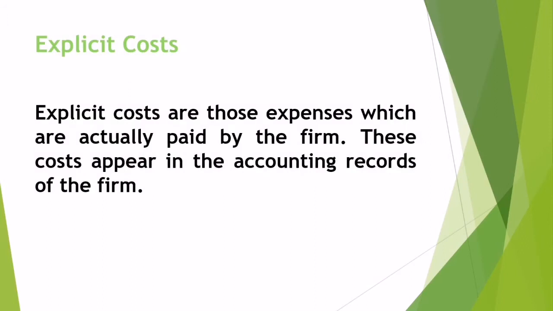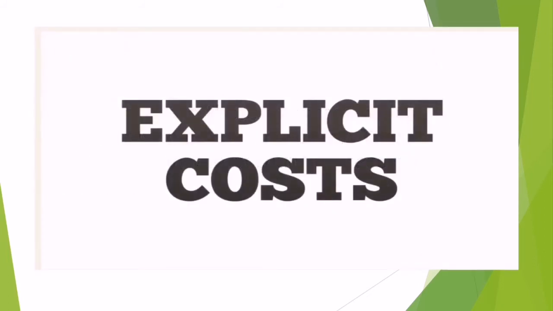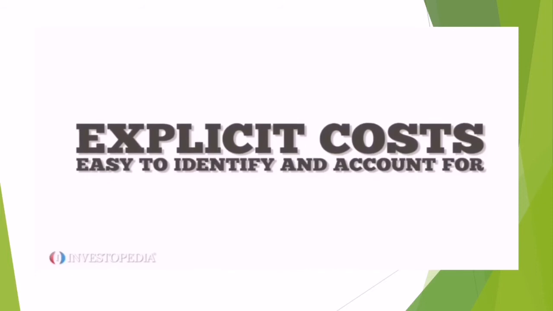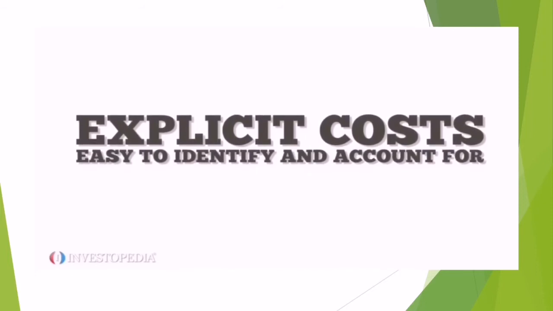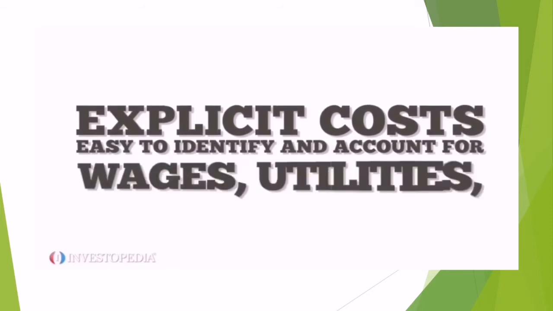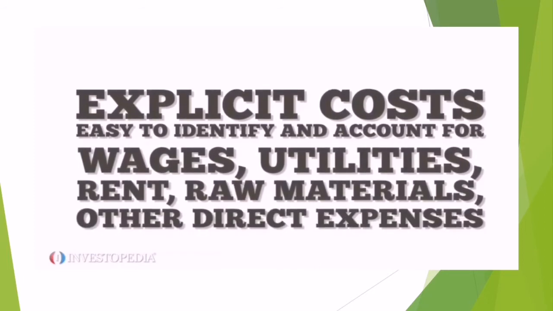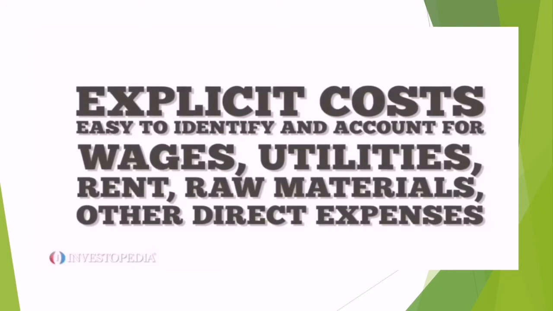Explicit costs. Explicit costs are those expenses which are actually paid by the firm. These costs appear in the accounting records of the firm. Let's watch the video. In business, explicit costs are easy to identify and account for. Common examples of explicit costs include wages, utilities, rent, raw materials, and other direct expenses companies pay to conduct business.